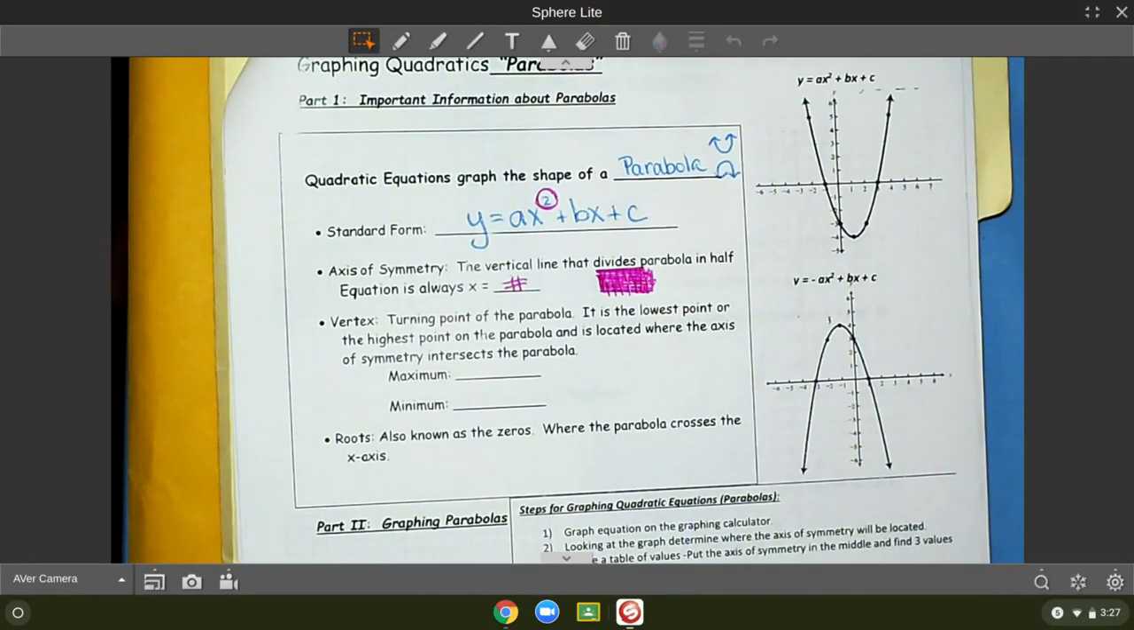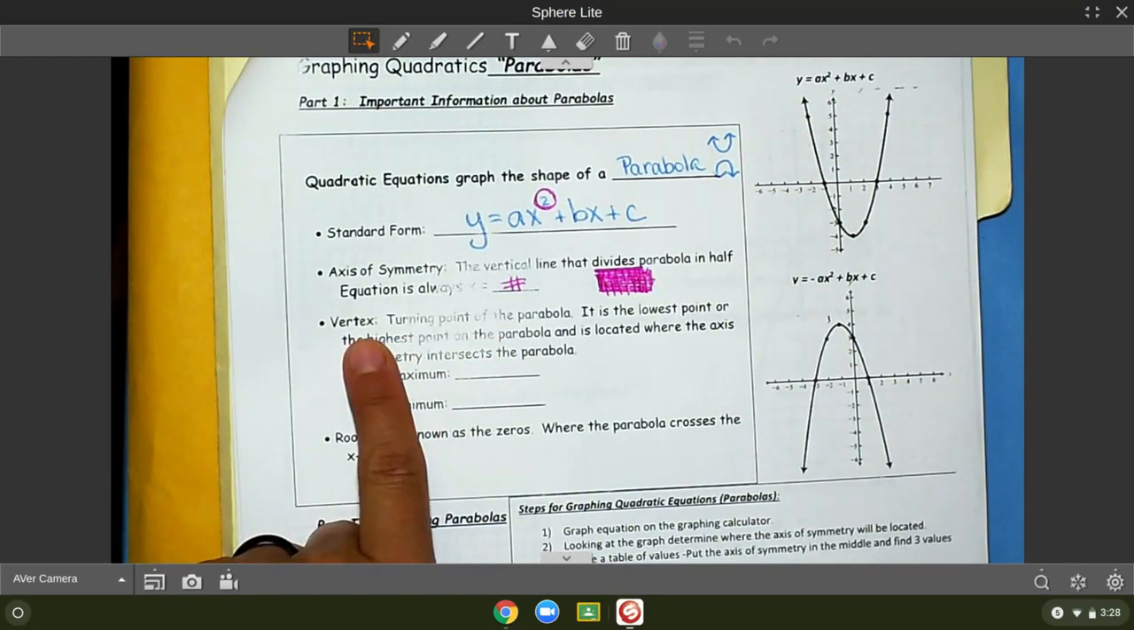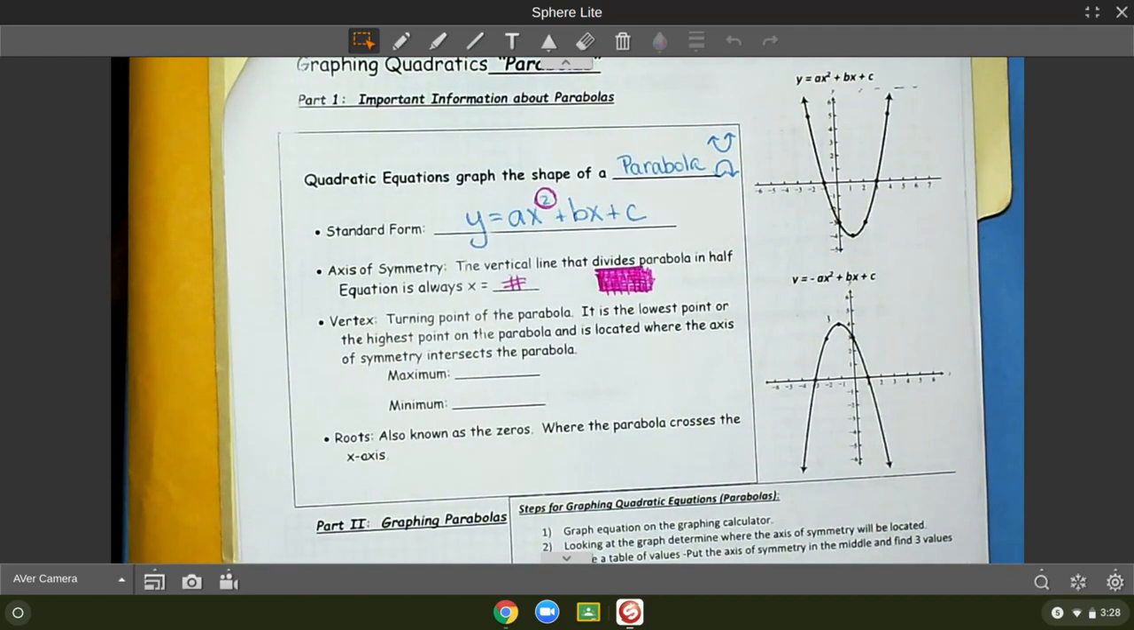All right, next up, the turning point. The turning point of a parabola is also called the vertex. It is the lowest point or it is the highest point, and it's going to be located where the axis of symmetry meets the parabola.